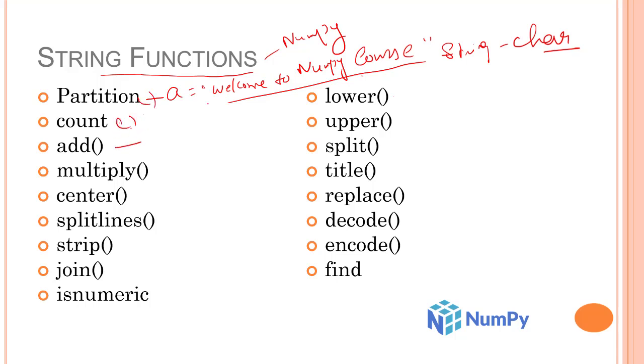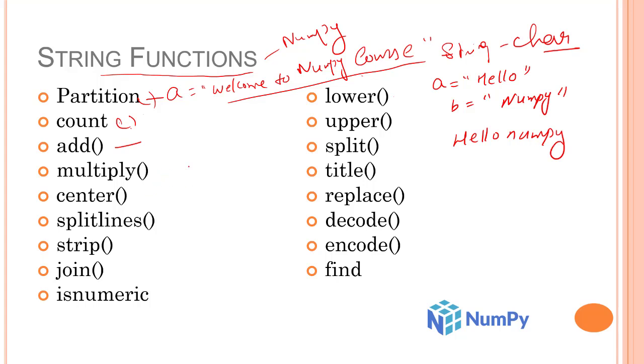Then move to add. Whenever we use add, suppose we are taking two strings. A string is "hello", and then the B string is "numpy", and the addition of the two will be add. It will be used like a concatenation operation, and whenever we use this method, what will be the output? Hello numpy. So this is how the addition works.